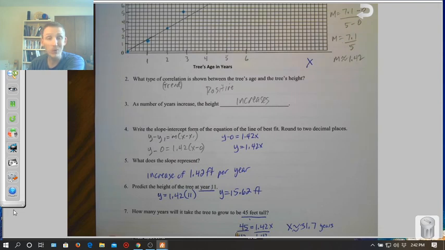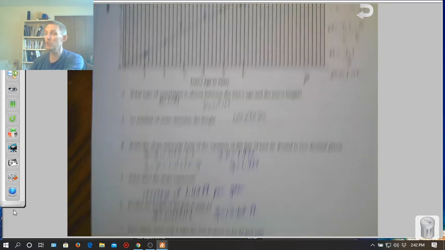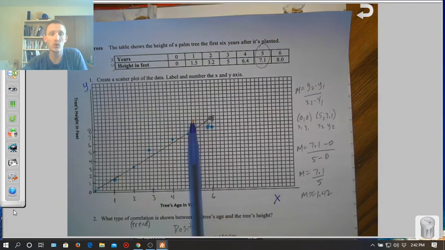So again, this is a review of the scatter plot. We've now done 2 scatter plots together, which leaves you with 1 to do on your own.